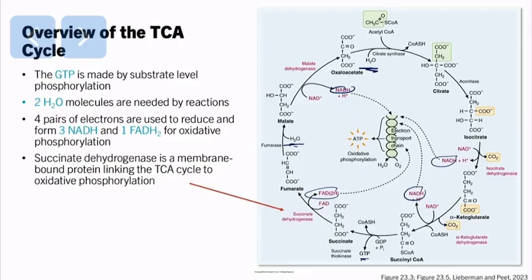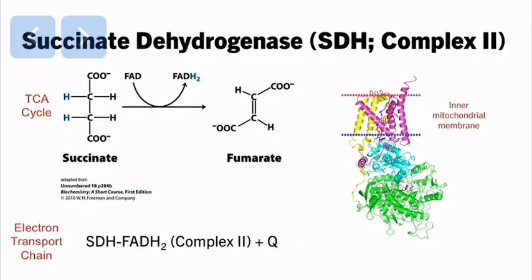Succinate dehydrogenase is one enzyme I do want to call out specifically because it has a dual function. Whereas all these other enzymes are free within the mitochondrial matrix, succinate dehydrogenase is a membrane-bound protein that's part of the electron transport chain. So not only is it part of the TCA cycle, it is directly involved in the electron transport chain.